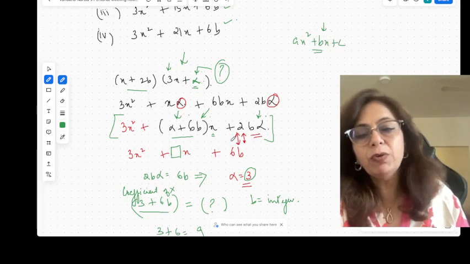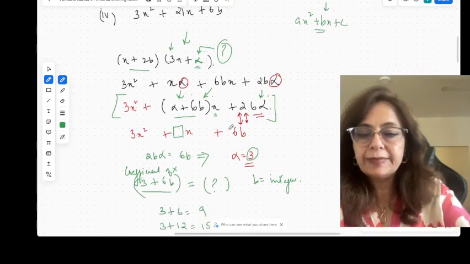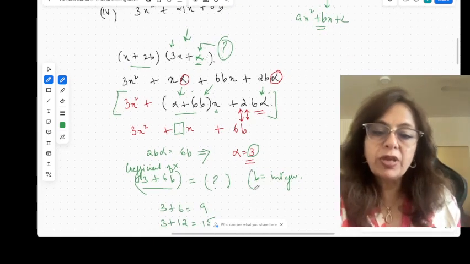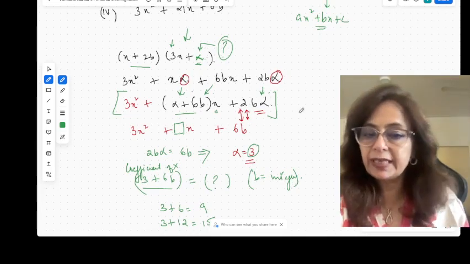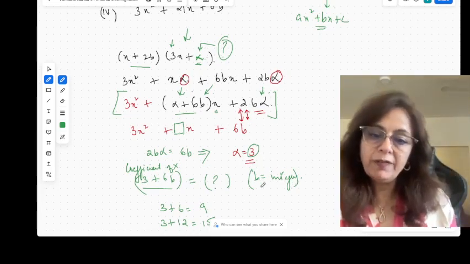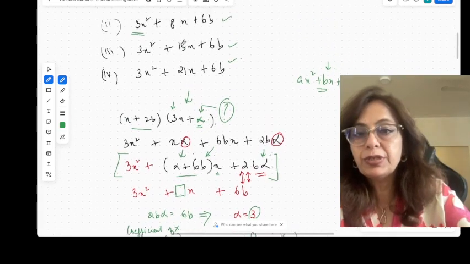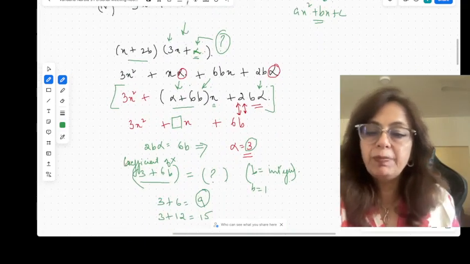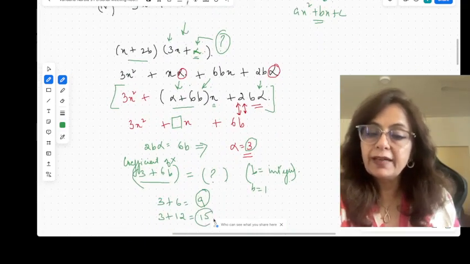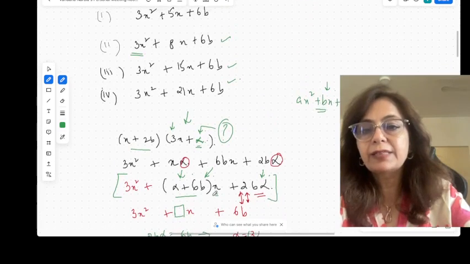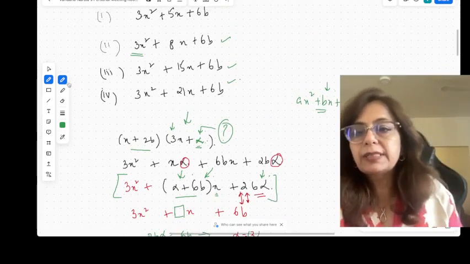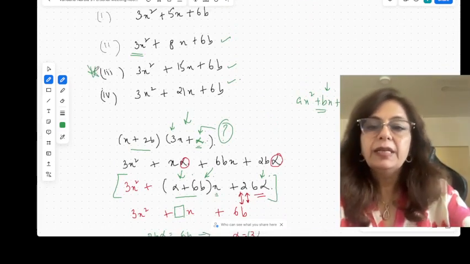So they're trying to confuse you a lot. Just stick to the basics here. b is also given as an integer. That's what the statement says. When we put the value of b equal to 1, we get coefficient of x as 9. 9 is not an option. Hence, we try further. When we put b as 2, we get 15 as the coefficient of x, and that's an option given over here. So this is our right choice.